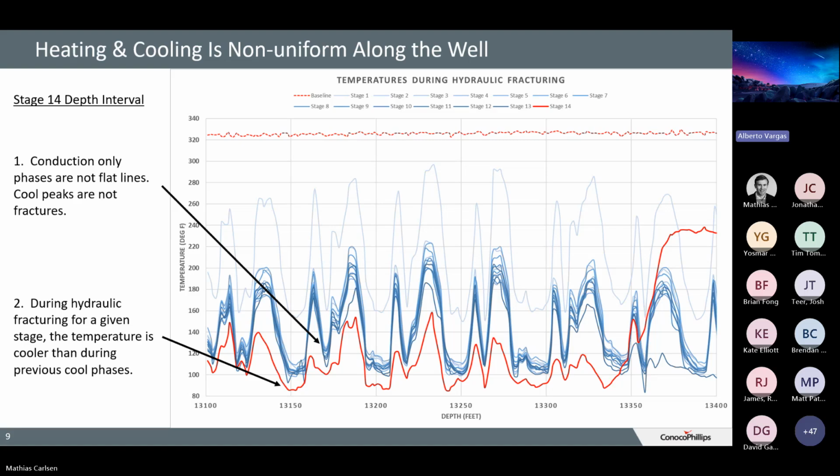This plot shows it a little better. These blue lines here are before we actually do any fracturing. And so you can see how there are these up and down valleys and peaks when you're flowing down the pipe. So it doesn't just all drop perfectly evenly along the well.